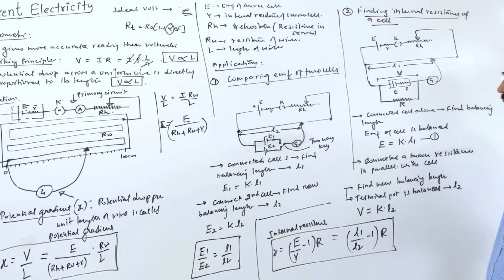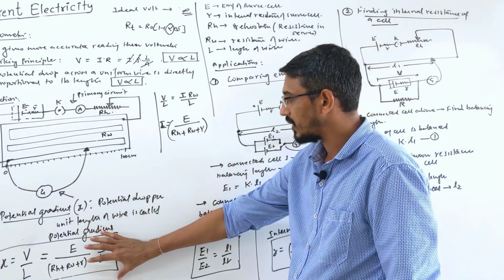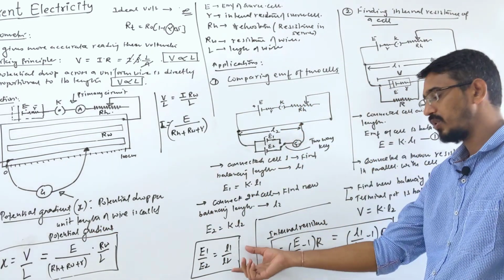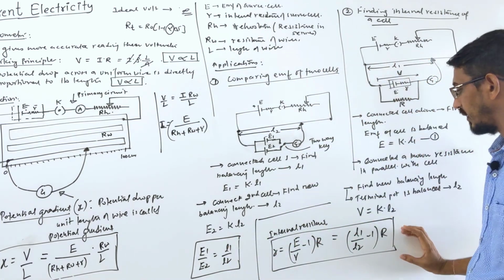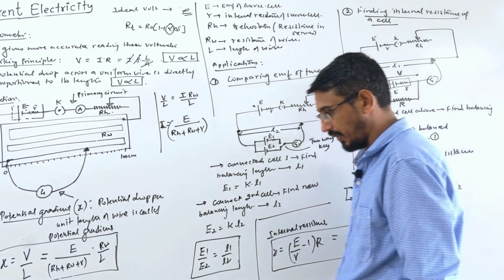Okay, let me clean the board, then I will talk more about applications. So 3 numericals have already been done: 1 direct numerical based on potential gradient, I will give an example also. 1 question is about comparing the EMF of 2 cells, or if 1 cell is given, you can find the other. The third question is finding the internal resistance of the cell. This is also important, this has been asked in our exam.